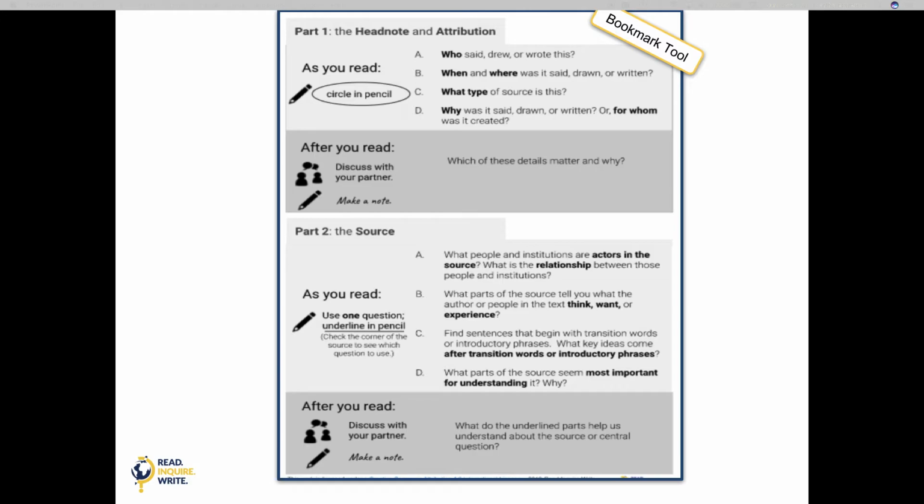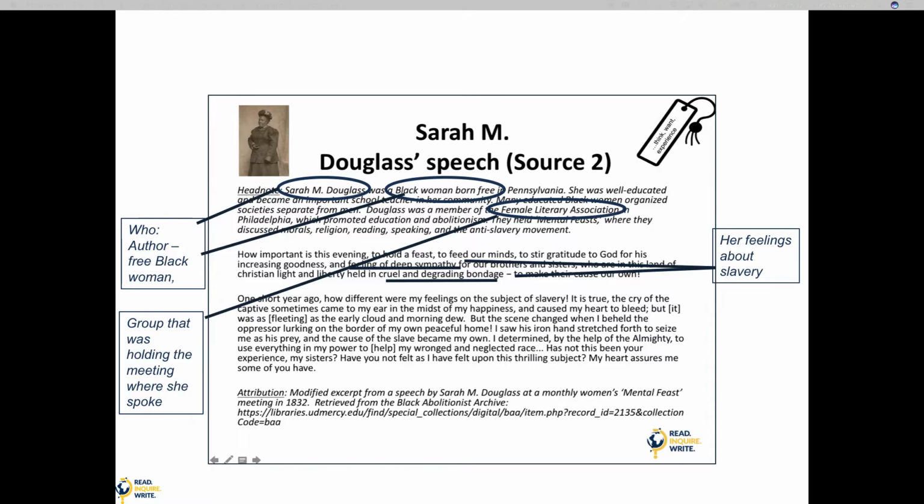The bookmark prompts you to make annotations or detailed notes about the sources. You'll do this as you read and after you read. For example, here you can see that a student has circled important information about the people discussed in this source. The student also made notes about what those circles mean. You will do the same on your sources, and the bookmark tool will guide you.